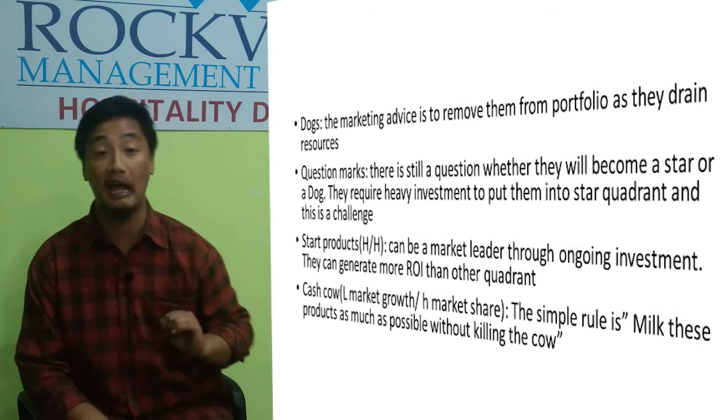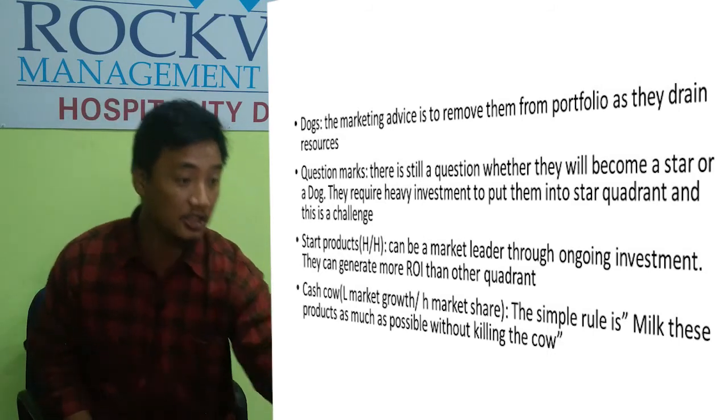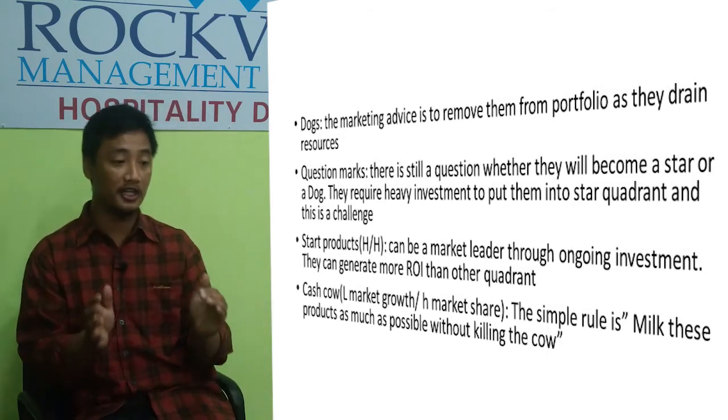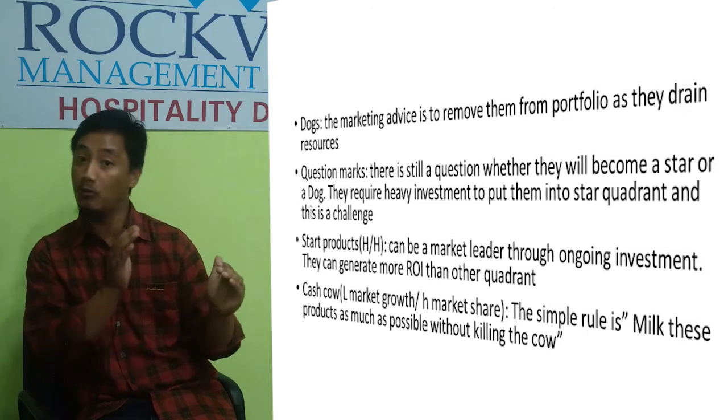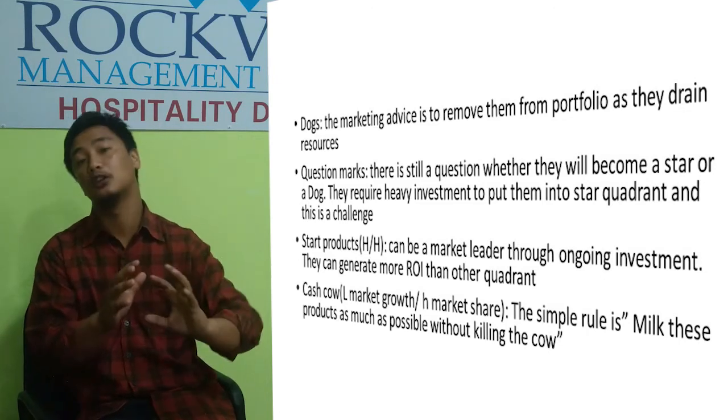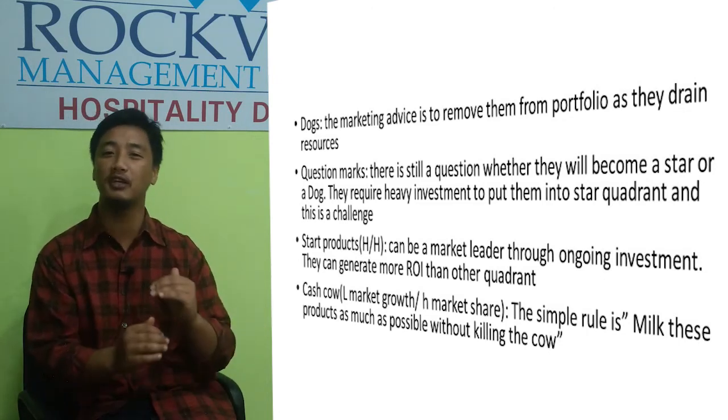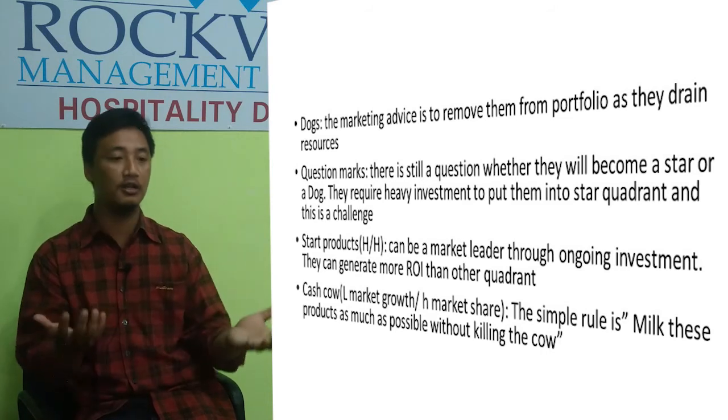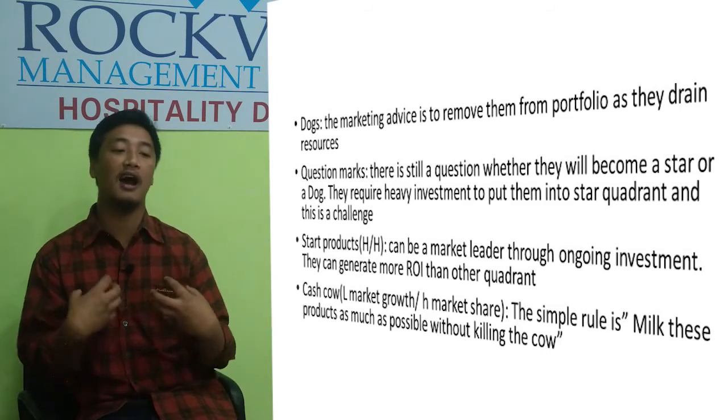The last one we have is cash cows. The feature of this quadrant is that cash cows have a low market growth rate. The market is somewhat stagnant. It's growing, but at a very slow, negligible rate, but we still have a high market share.